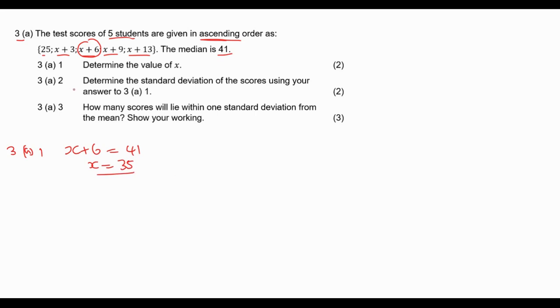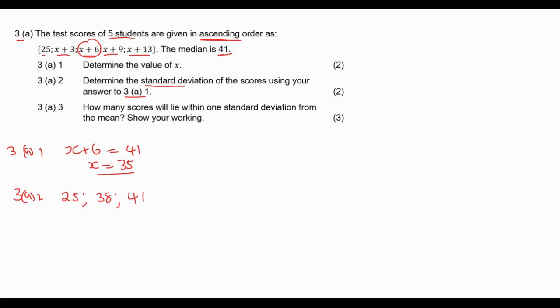Then 3a2, determine the standard deviation of the scores using your answer to 3a1. So we need to find these scores. We have 25, and then the other score will be x plus 3, meaning 35 plus 3, which is 38. And then we have x plus 6, which is 41.